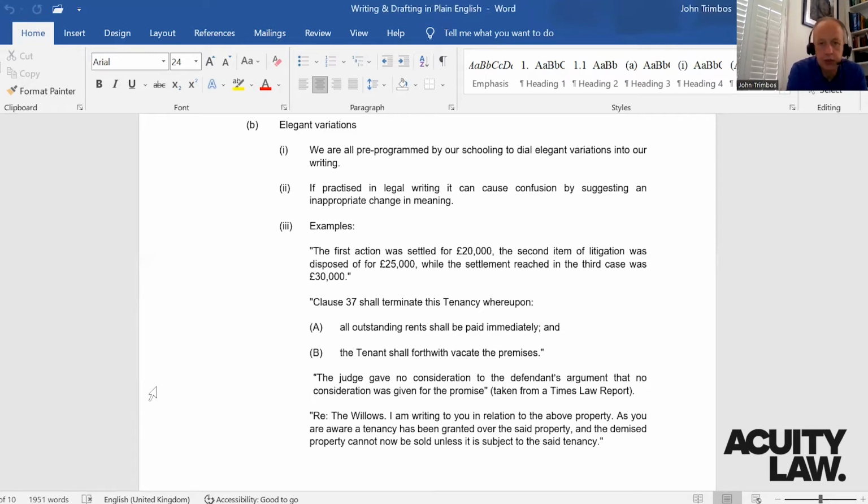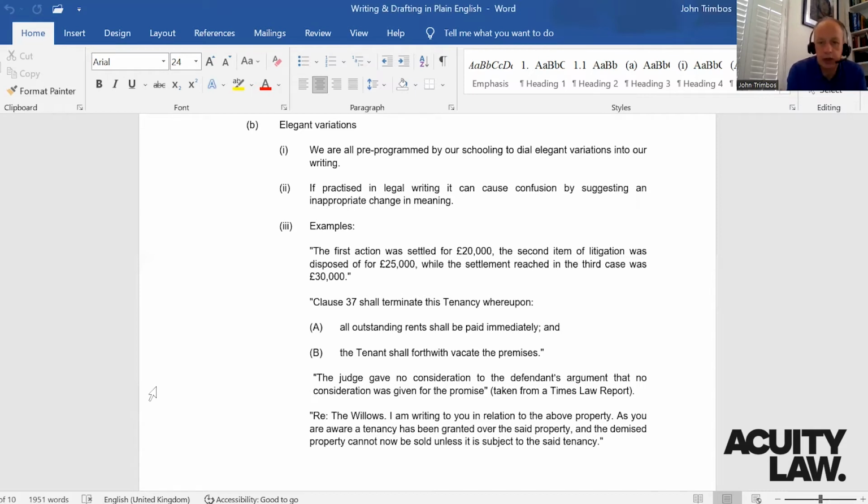And then the last one, Re: the Willows. This was actually volunteered to me by a property lawyer who said, yeah, I did kind of mess up a bit here. So he was writing to the client about an investment property that his client had inherited. And yeah, Re: the Willows, I'm writing to you in relation to the above property. As you are aware, a tenancy has been granted over the said property, and the demised property cannot now be sold unless it is subject to the said tenancy.